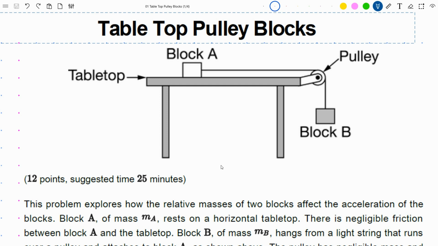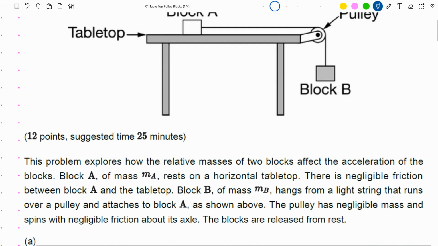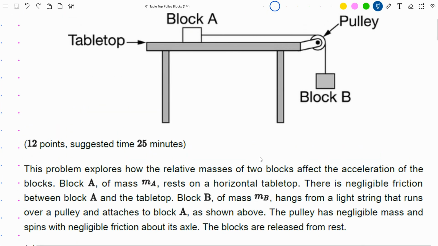The problem involves a fairly standard situation. There's a tabletop with two blocks connected by a string and a pulley. As a student, what I'd encourage you to do is read through the question from beginning to end quickly, at least the first section of the question. Just get a sense of what's going on and then start to pick out those details. So let's go through this.